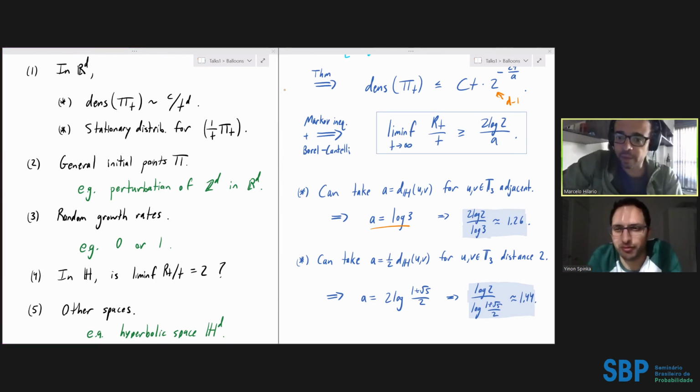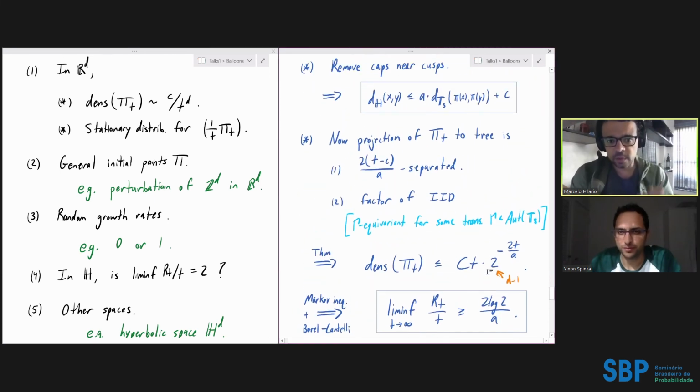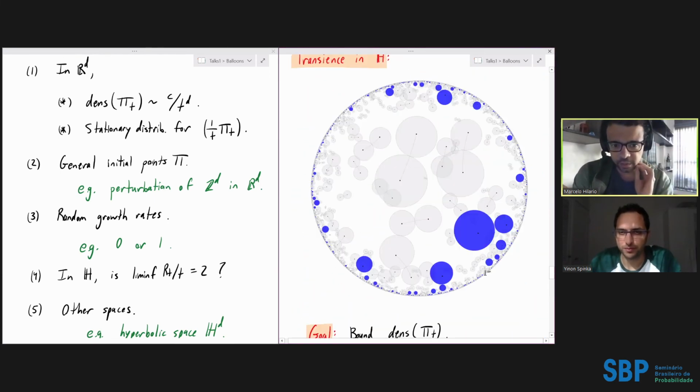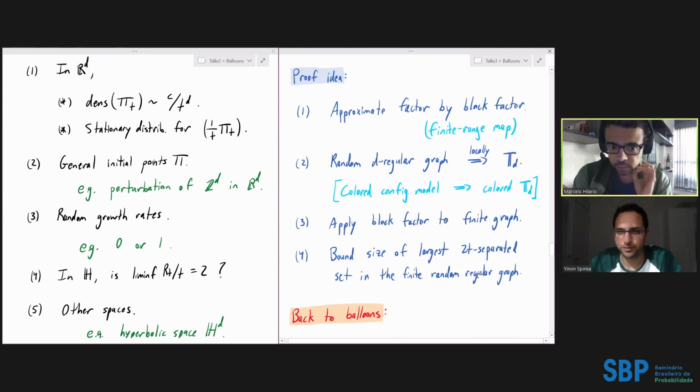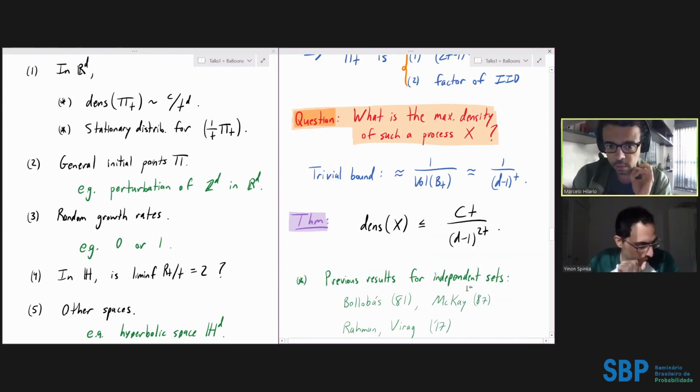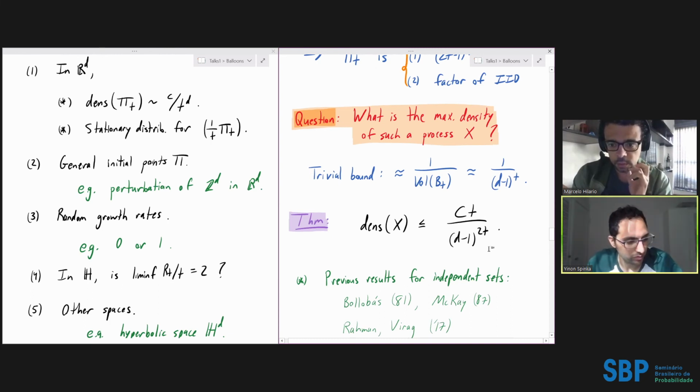So perhaps I have a question, Yinon. In your proof for the tree, you show that this projection is a factor of IID. So is this the main part where it's important to be a regular tree? Yes, I guess for this proof, yes.